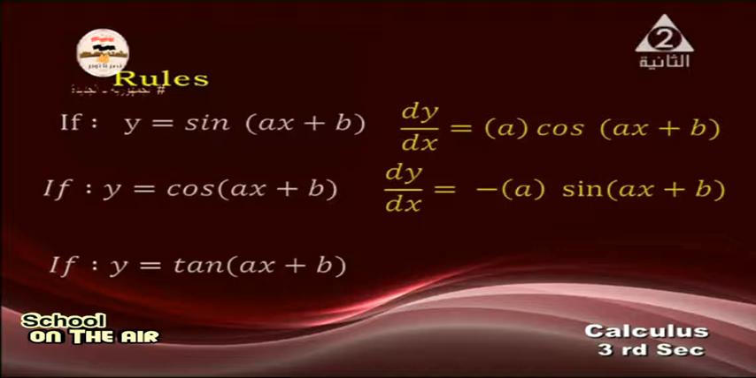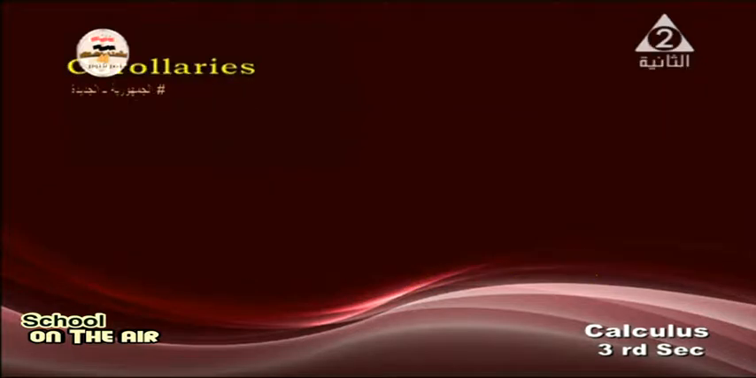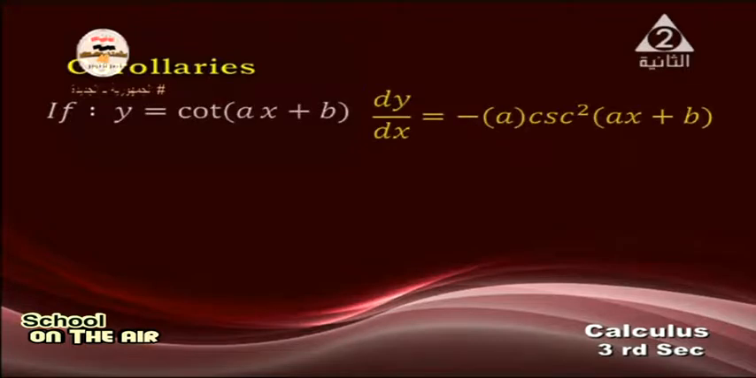And if y equals tan (ax plus b), then dy/dx equals the derivative of tan (ax plus b), which equals sec squared (ax plus b), and the derivative of the angle ax plus b equals a. What about y equals cotan (ax plus b)? dy/dx equals the first derivative of cotan (ax plus b), which equals negative cosec squared (ax plus b), and the derivative of the angle ax plus b equals a.